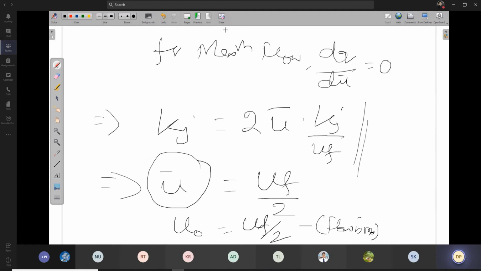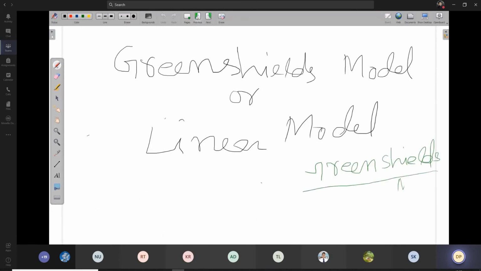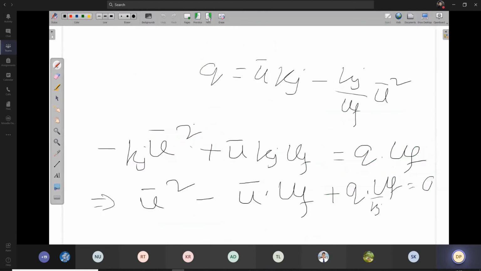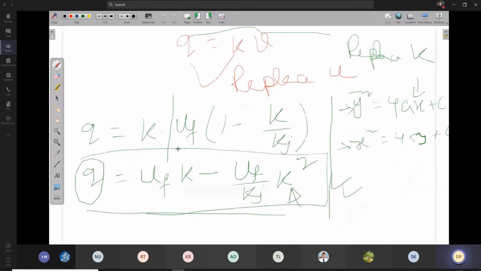Similarly, I can take the other equation also, and we can find out the density conditions. What was the other equation? Right now I have taken one equation, Q equal to u qj minus kj. Basically the q and u relation I have taken. What is the other relation I have written here? qk. So q equal to ufk minus.